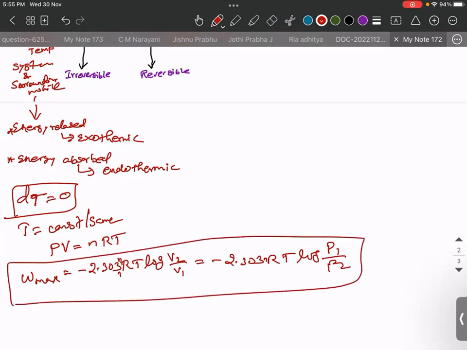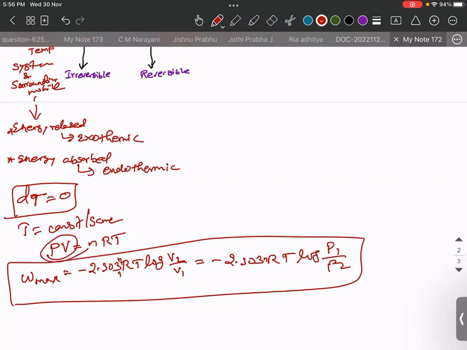Okay. V1 is the initial volume of the gas, V2 is the final volume of the gas, P1 is the initial pressure, P2 is the final pressure. So the temperature change becomes 0. For n moles of ideal gas, W maximum is equal to minus 2.303 nRT log V2 by V1, or otherwise nRT log P1 by P2. Either volume changes or pressure changes, we can calculate in terms of work.